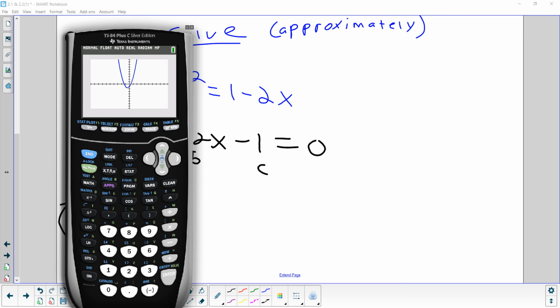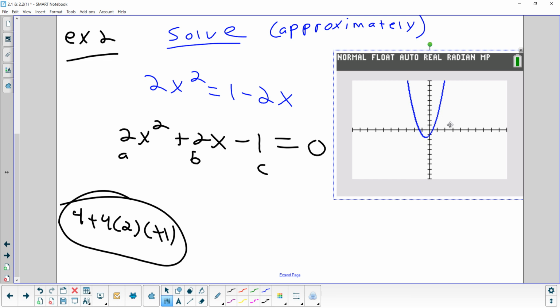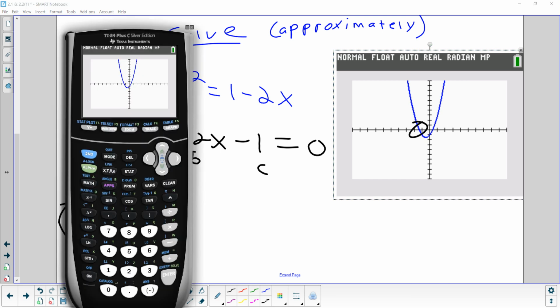And Maddie, can you tell me how I would find where it crosses on the left? On the calculator, yep, second calc, zero. All right, and what do I do now? Move it to the left. Press enter. Then move to the right, press enter. And put your guess in the middle. Yep, let's put the guess kind of close. And we get about negative 1.37.